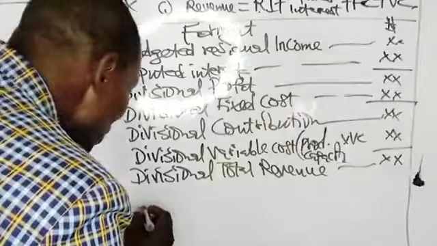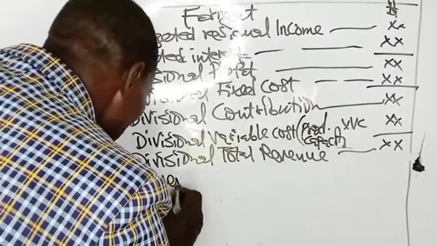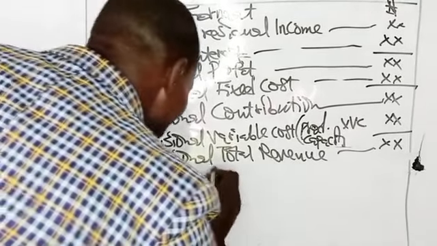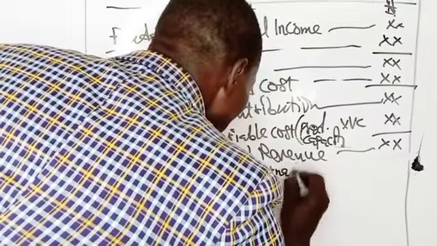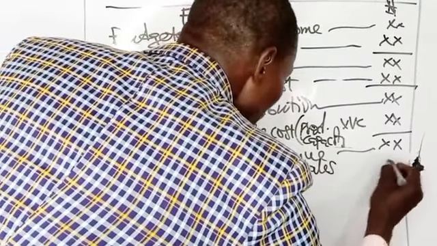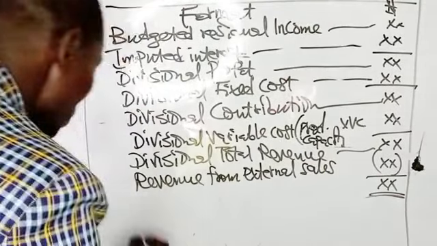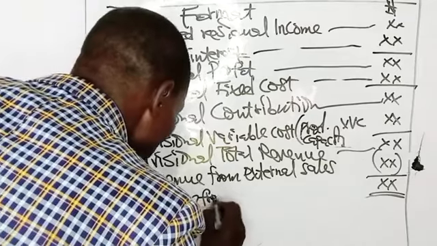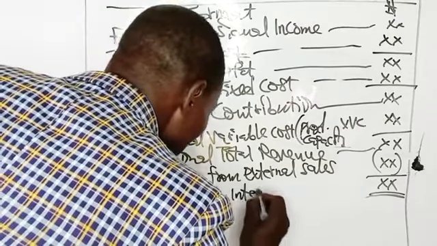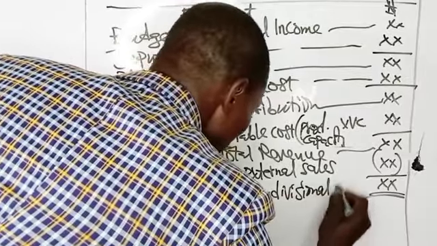Then you now subtract revenue from external sales. If you subtract revenue from external sales, then you now get revenue from interdivisional transfer.